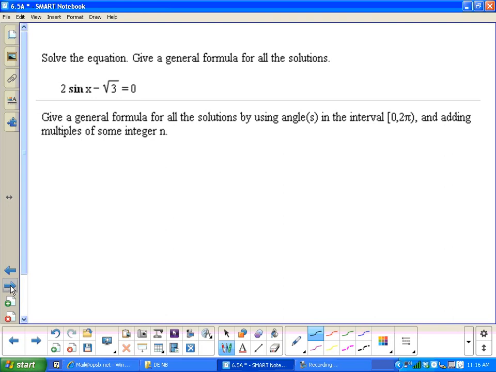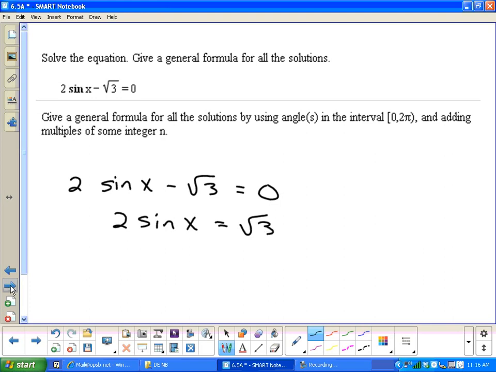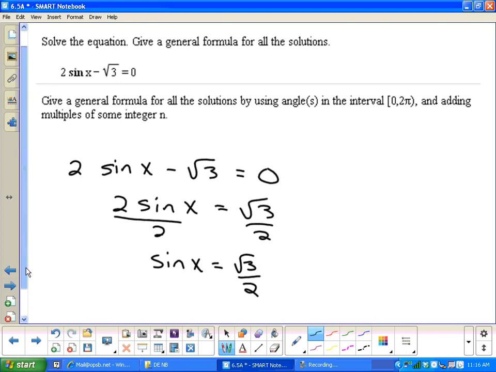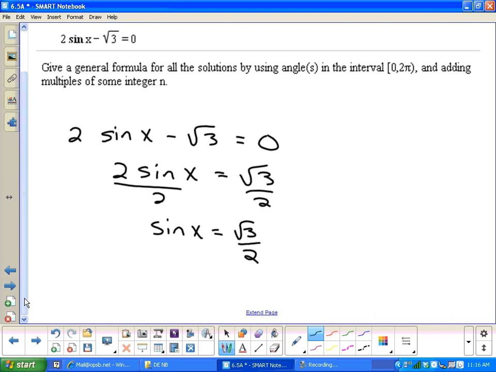Now this is one. Remember, we don't want to isolate x. We just want to isolate sine x. I'm sure y'all could figure out how to do that. Add square root of 3. So we get 2 sine x equals square root of 3, and divide by 2. Now we've got it isolated. So sine x equals square root of 3 over 2. Where is sine square root of 3 over 2? Pi over 3. So x equals pi over 3.